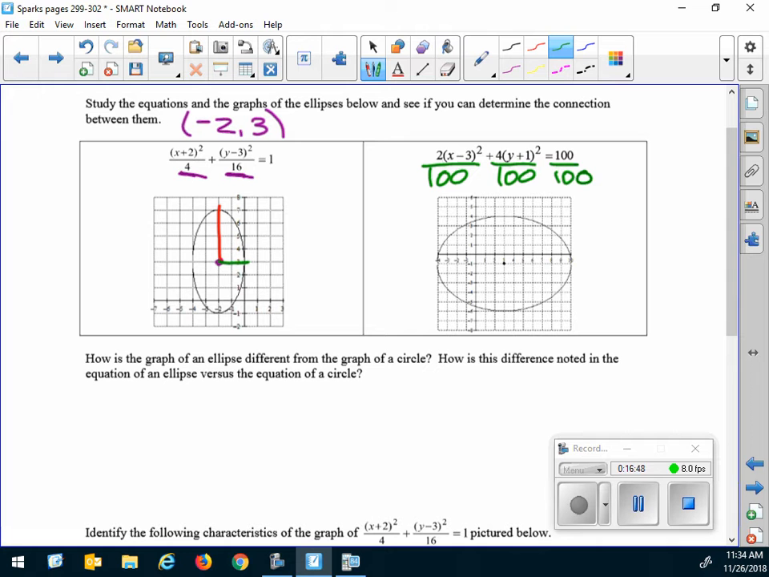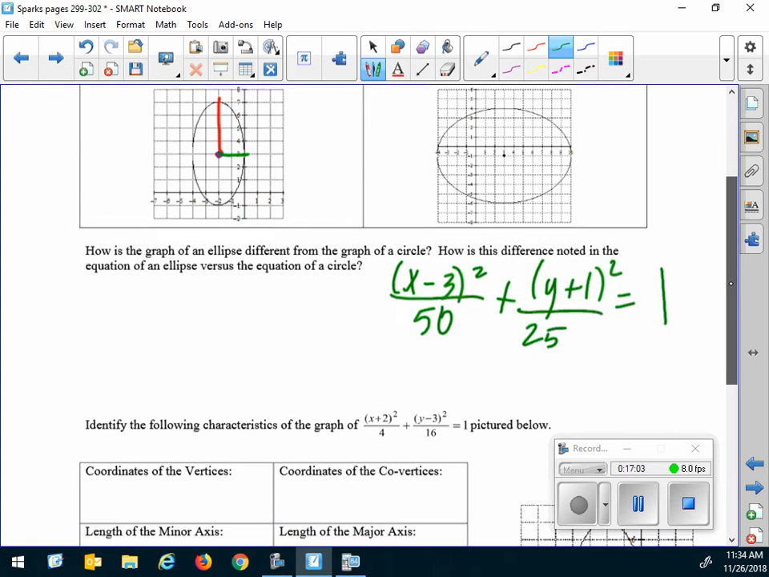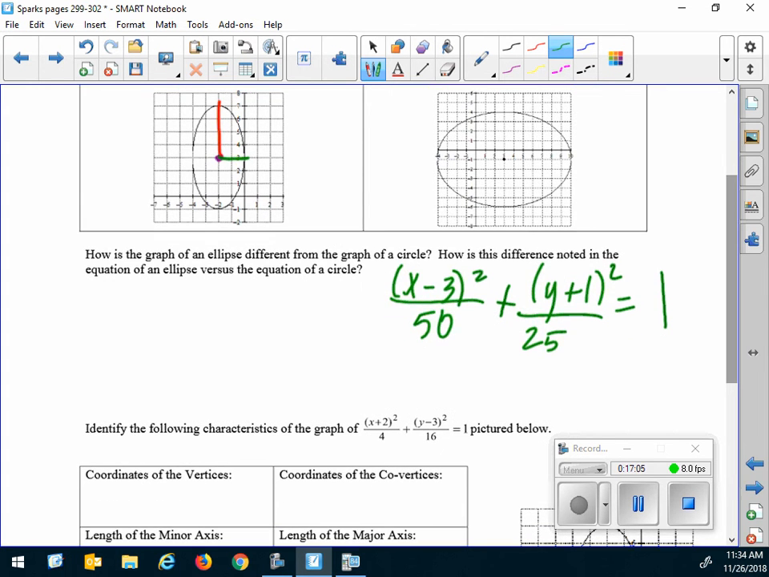What have we got? I'll have to write it down here. X minus 3 quantity squared over 50 plus y plus 1 quantity squared over 25 equals 1. All right. What's the center of that ellipse? Is it 3, -1? Yep.